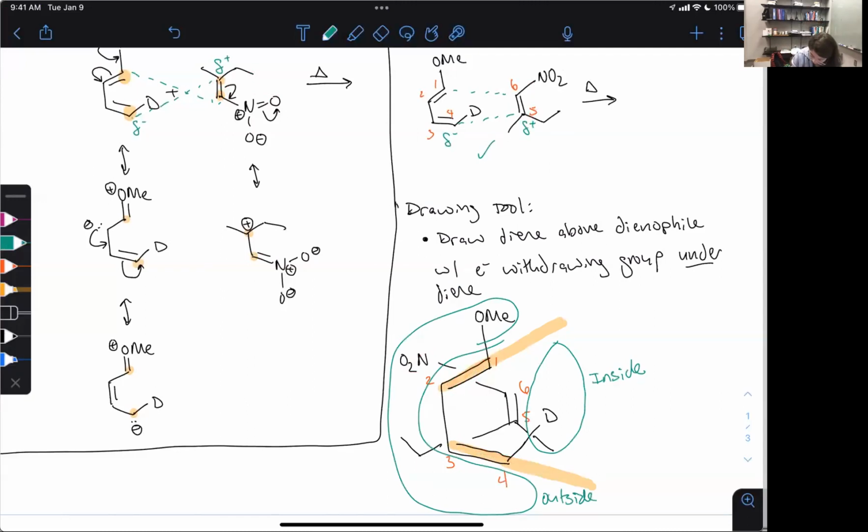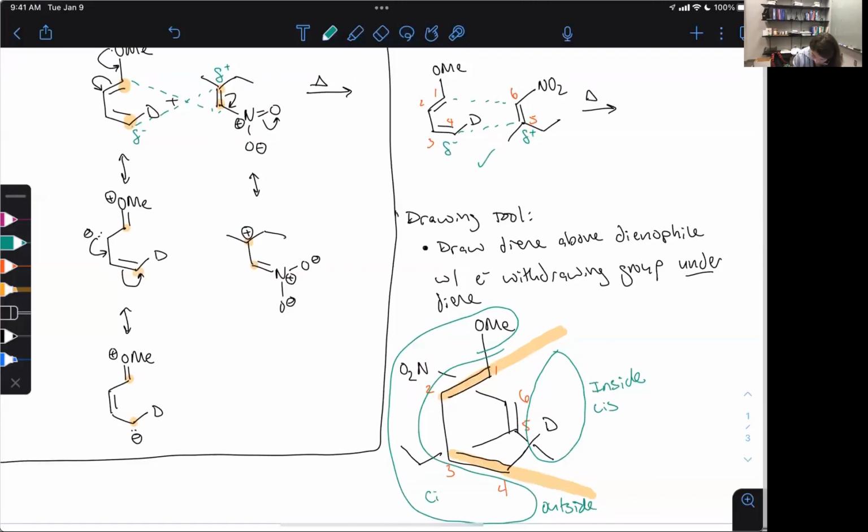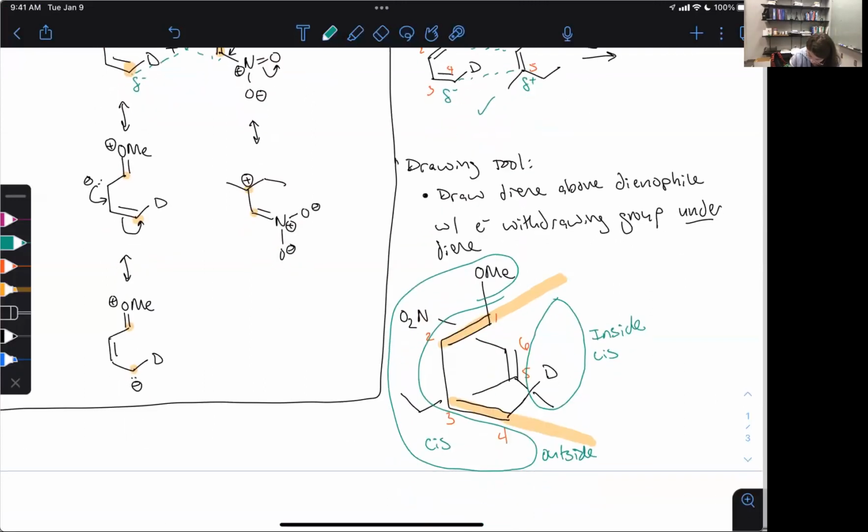So anything that's inside is going to be cis to each other. Anything that's outside is going to be cis to each other. And the relationship between these two, inside and outside, will be trans to each other. Okay?